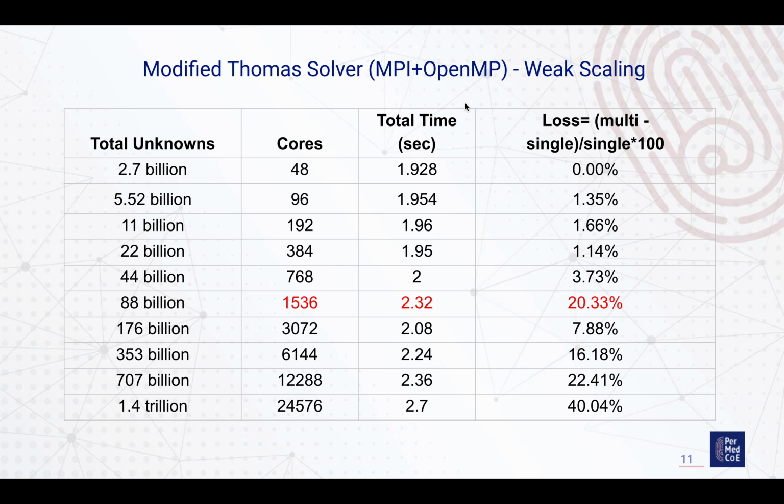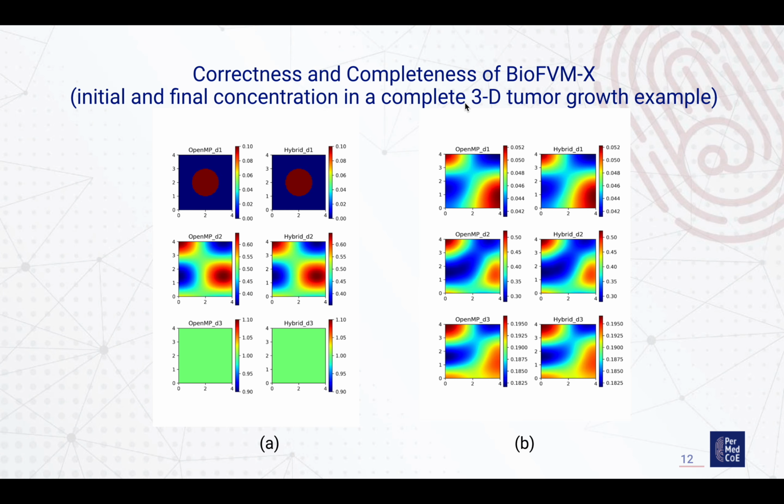If you consider weak scaling, then we started with approximately 2.7 billion unknowns and ran them on 48 cores, and we went up to 1.4 trillion unknowns on 24,576 cores, where we saw a loss of efficiency of about 40%. This loss in efficiency is because of the same reason which I just mentioned. The reading in red is an outlier and is not to be considered.